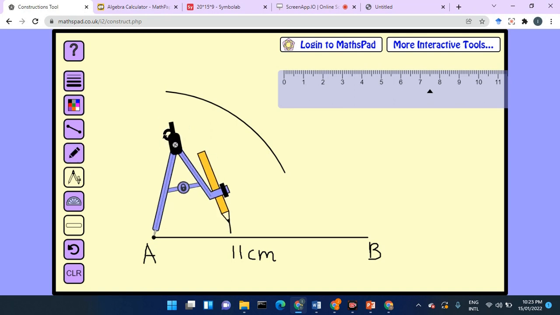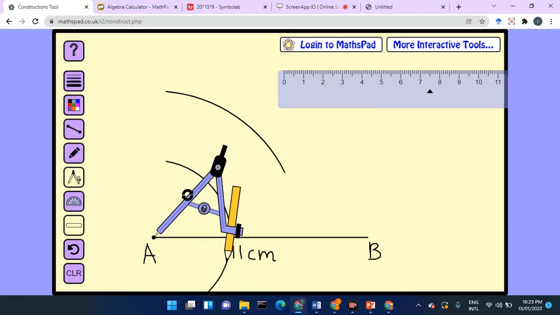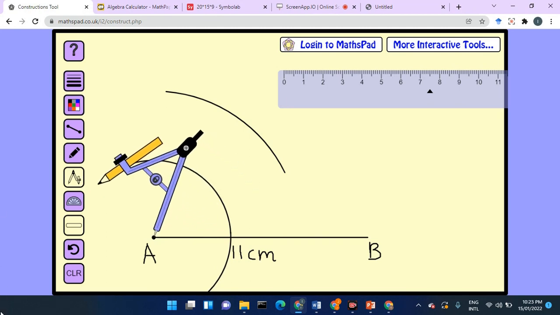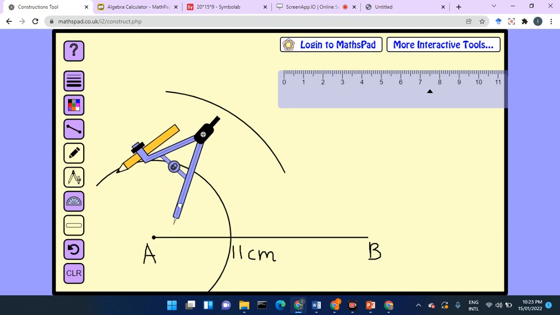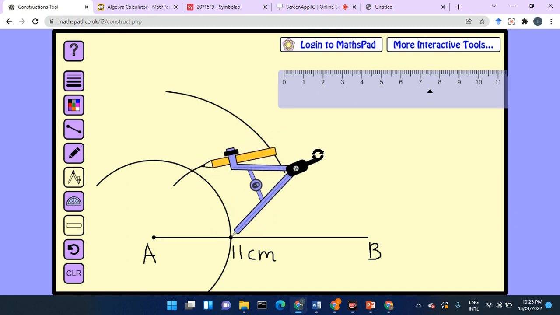And now let's make the arc. Remember, we're trying to construct a 60-degree angle at A. Now that we have that arc formed, we're going to go at this point and cut the first arc that we made. Not the very first, not the 7.5 one, but this previous one right here. So we're going to cut that arc with the next arc. So there we have it.